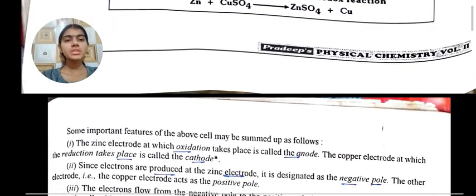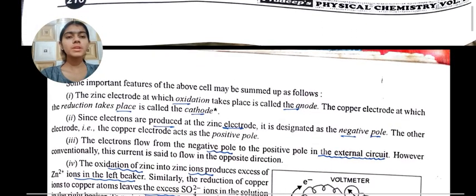Some important features of the above cell reaction may be summed up as follows. The zinc electrode at which oxidation takes place is called the anode. The copper electrode at which the reduction takes place is called the cathode. Since electrons are produced at the zinc electrode, it is designated as the negative pole. The other electrode, that is the copper electrode, acts as the positive pole. The electrons flow from the negative pole to the positive pole in the external circuit. However, conventionally, the current is said to flow in the opposite direction.